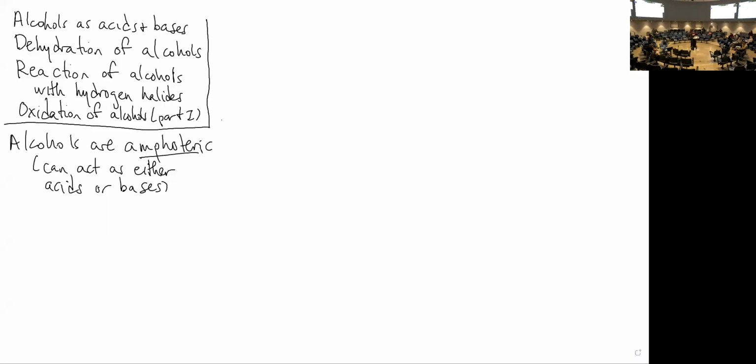We ended off last time's discussion on alcohols by mentioning that alcohols were amphoteric, which is a word you'll have learned in Gen Chem. Amphoteric species are those that can act as either an acid or a base. Examples of amphoteric species include water, ammonia for certain, NH3, and also alcohols. So last time we talked about how alcohols can act as acids.